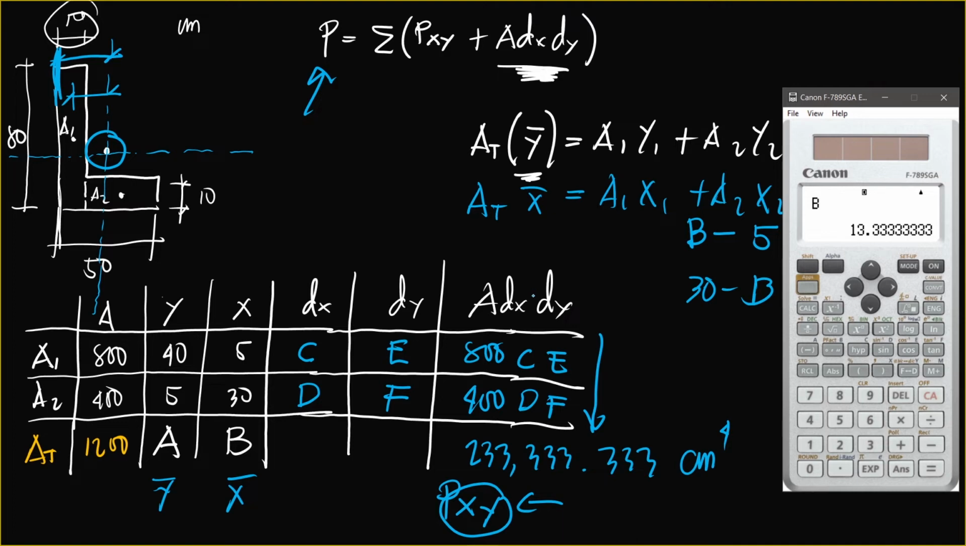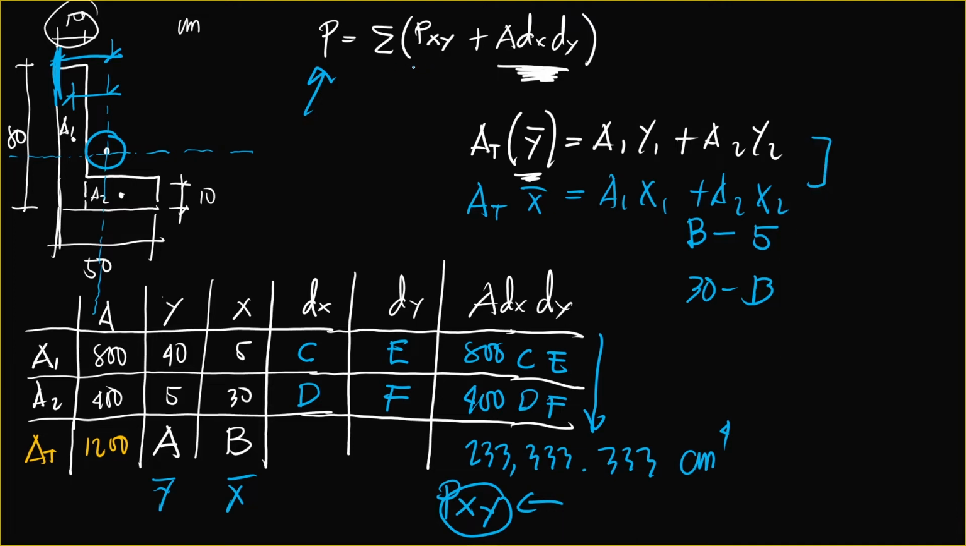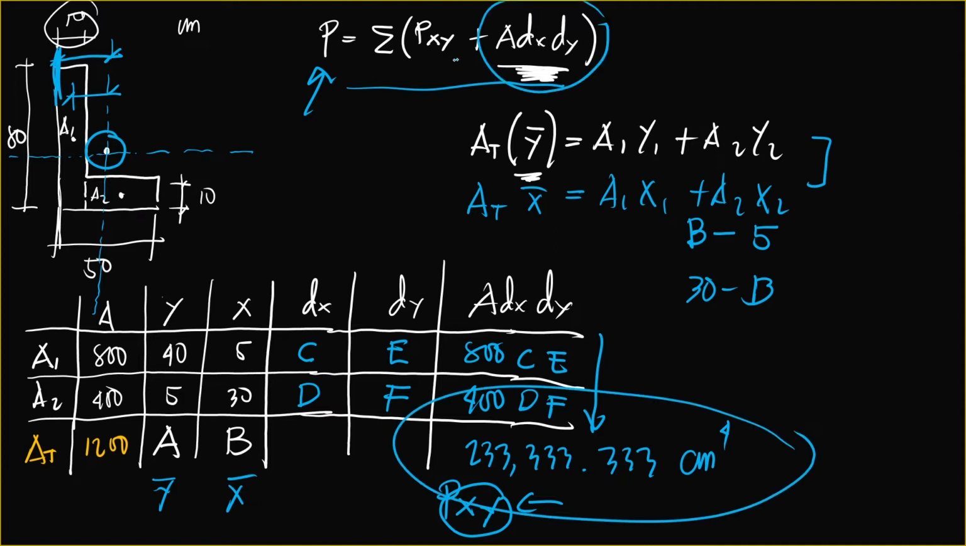And then this, 233,333.333, is the final product of inertia of the composite shape. The formula is P equal to the summation of PXY plus A dx dy. We can neglect the PXY because it is 0.